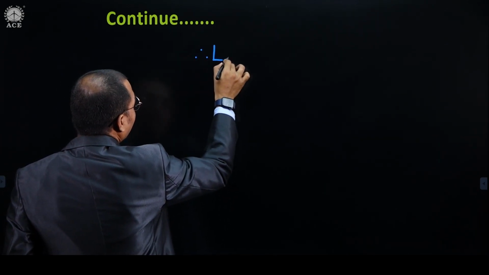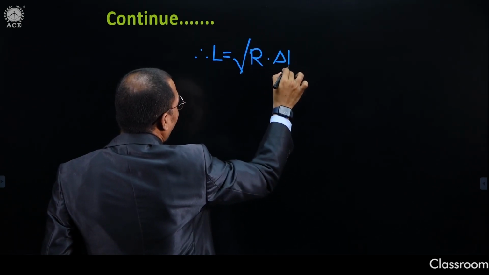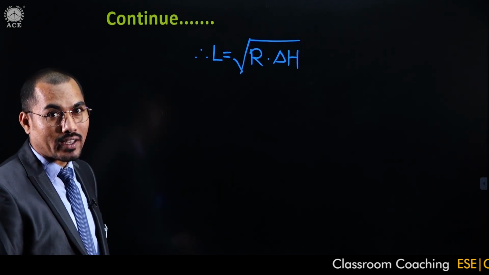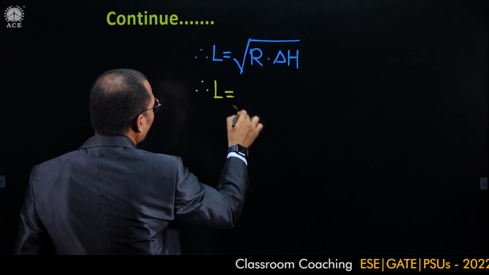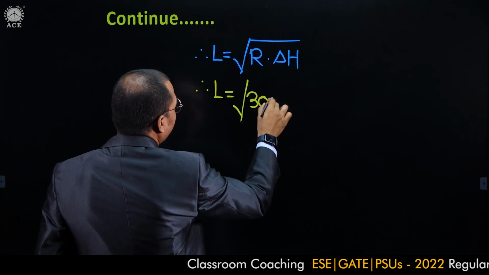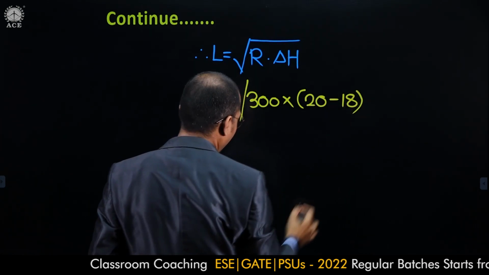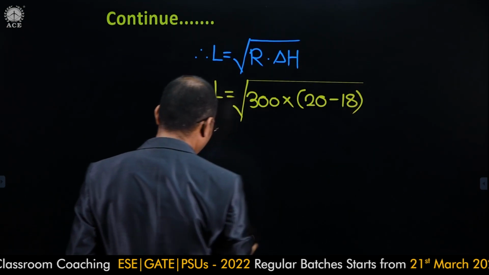We know that L is exactly equal to the square root of R into delta H. Do you remember? Yes, sir, it is in the heart of everybody. So L is exactly root of R times delta H. R is 300, and delta H is 20 minus 18. So this is what the L value is.